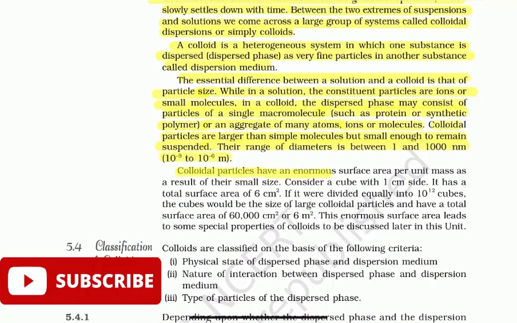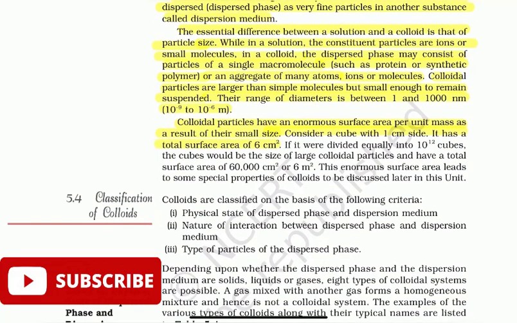Colloidal particles have an enormous surface area per unit mass as a result of their small size. Consider a cube with 1 cm size. It has a total surface area of 6 cm². If it were divided equally into 10^12 cubes, the cubes would be the size of large colloidal particles and have a total surface area of 60,000 cm² or 6 m². This enormous surface area leads to some special properties of colloids to be discussed later in this unit.